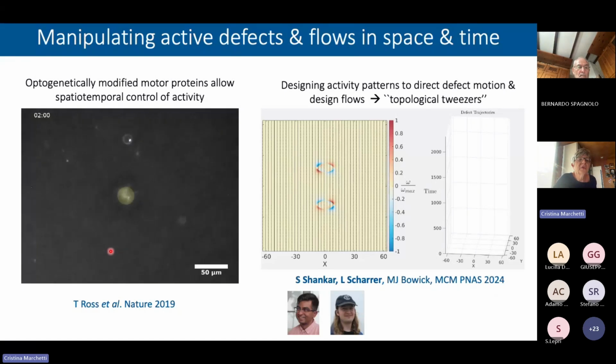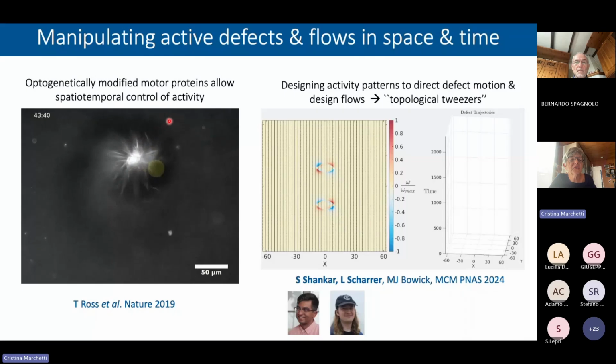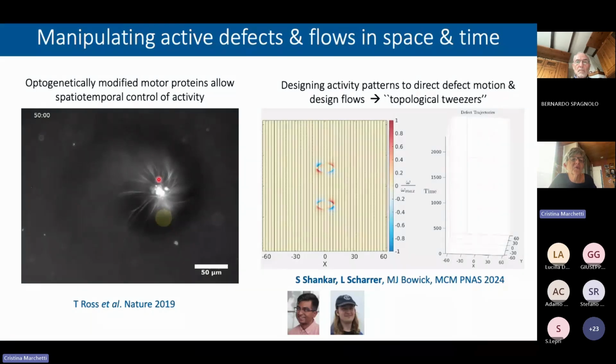And this video here shows work done at Caltech, where essentially they have generated +1 topological defects composed of microtubules. And you see this little yellow patch is the light, so the activity is controlled. The system is only active when there is light, which is this yellow patch. And by moving this yellow patch, they're able to actually control the location of the defect.